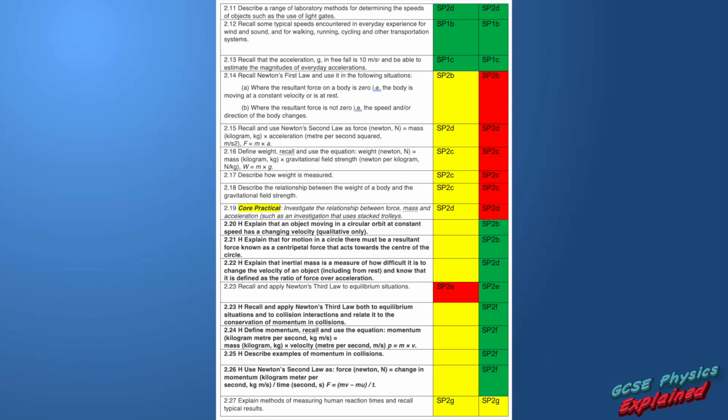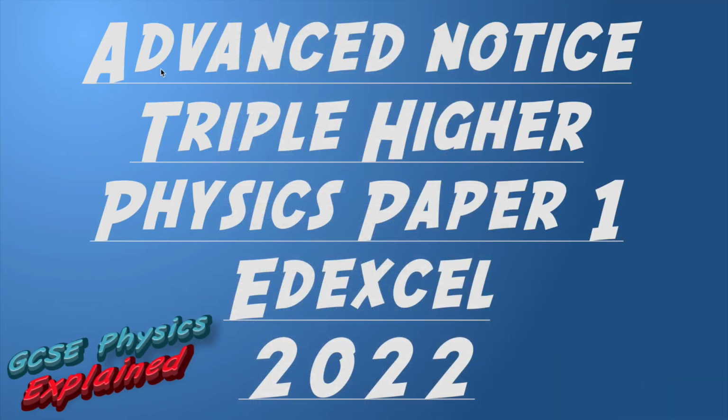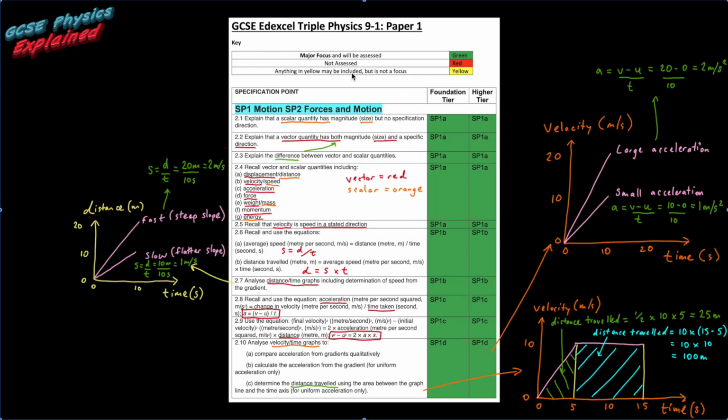Right, so I'm going to go over the Advanced Notice Triple Higher Physics Paper 1 for the Edexcel exam for 2022. Anything in green is going to be a major focus and will be assessed. Anything in red will not be assessed, and anything in yellow may be included, but it's not a focus. So it'll either just support your understanding of the green areas, or it'll just be worth the odd 1 mark. And I'm only covering the higher in this exam.